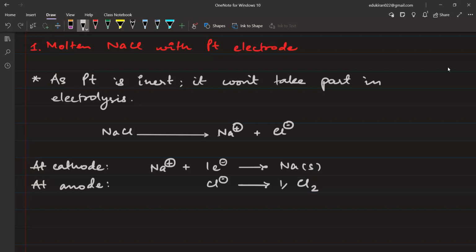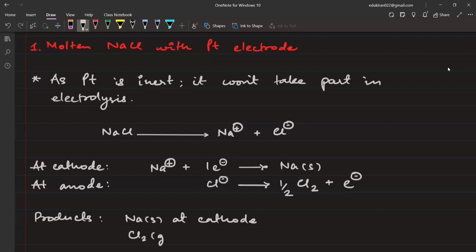So in order to balance, I will write half here and plus an electron. Okay, so I will write products. क्या product है? Sodium solid at cathode and Cl2 gas at anode.